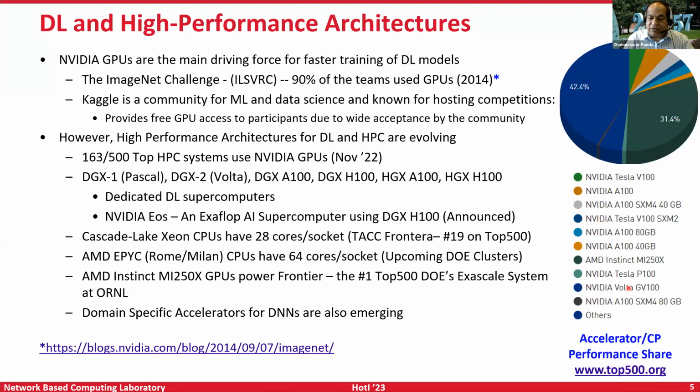You will see a lot of these NVIDIA systems being used, of course some AMD, all those GPU architectures are coming, Intel architecture is coming. And this has happened over the years. Currently, 163 out of the top 500 HPC systems are actually using NVIDIA GPUs.